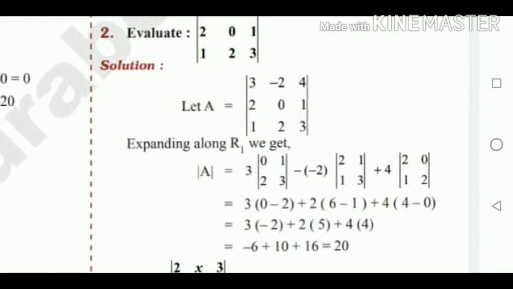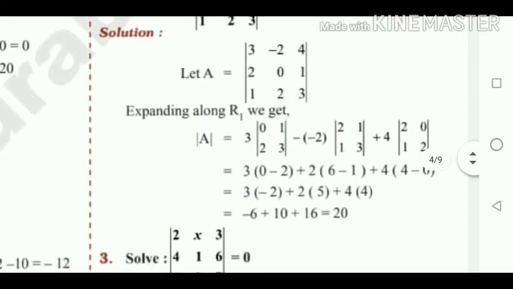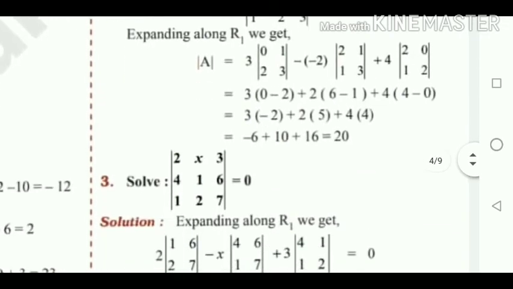Okay, so evaluate means expanding along R1. We get R1 is 3, minus 2, 4. Okay, for the element 3, what is the minor for element 3? 3 lies in the first row first column, means delete the first row and first column. You are getting 0, 1, 2, 3. That is 3 into the determinant 0, 1, 2, 3.